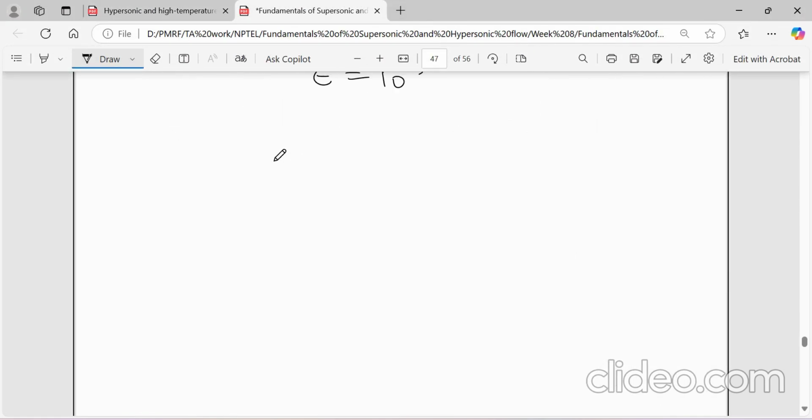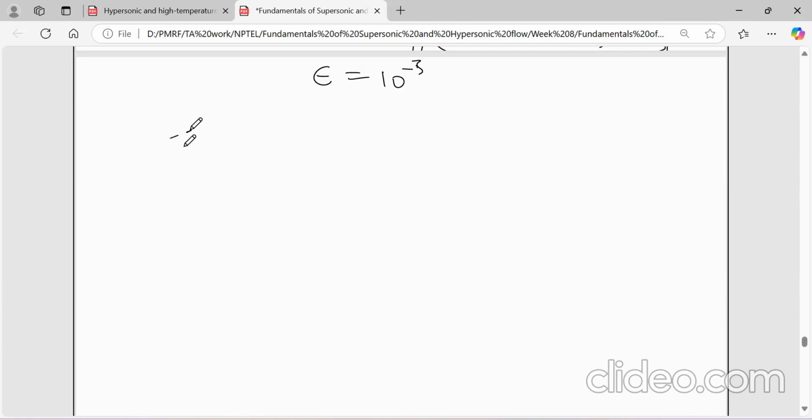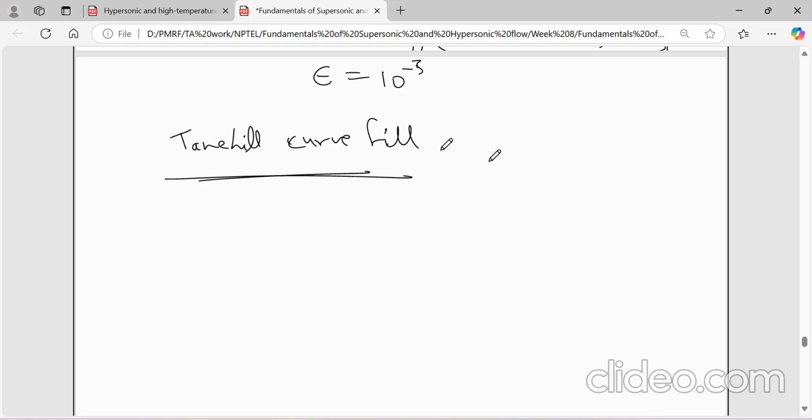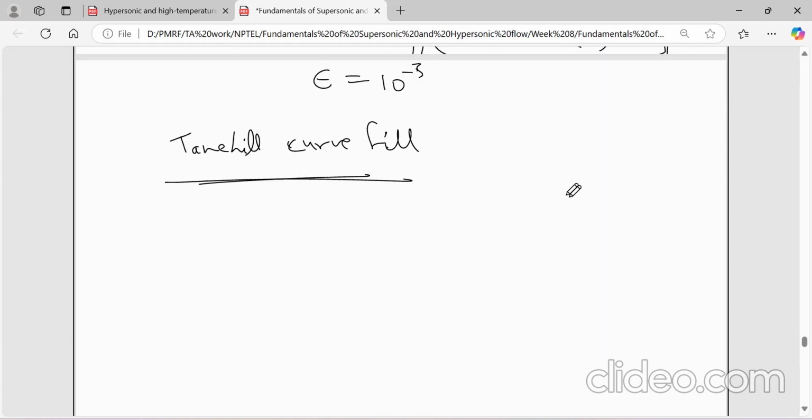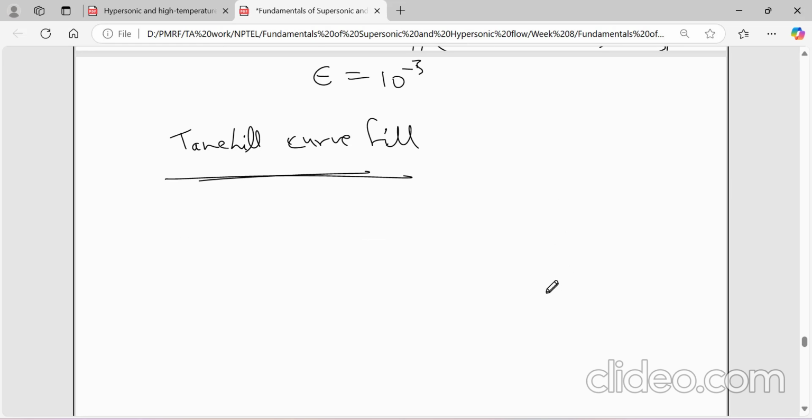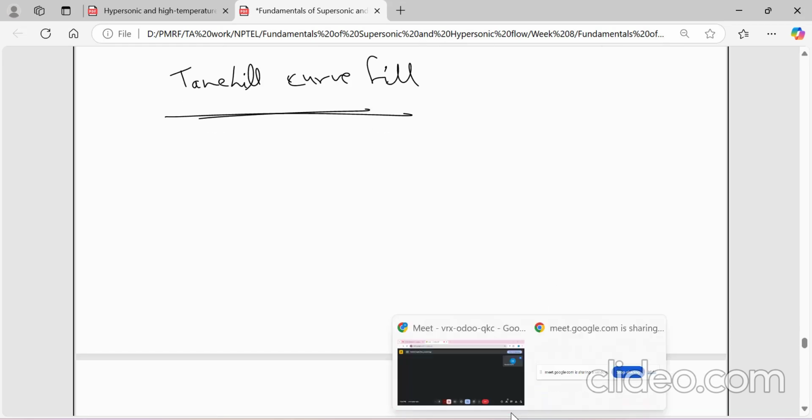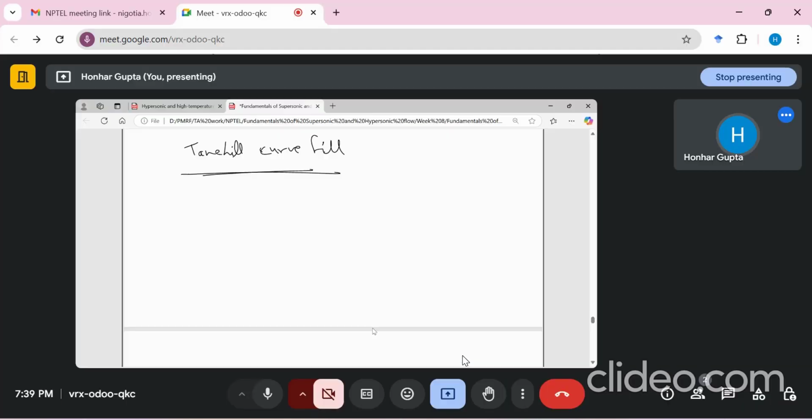You can search for this curve fit by the name Tannehill curve fit. You will find it. So today I will stop here. Okay, thank you.